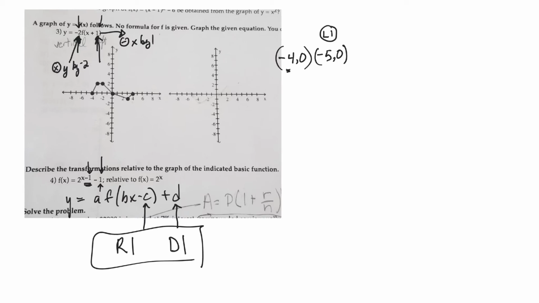Okay, and then to the same point, I'm going to multiply the y values by -2. There's the y value, so 0 times -2 is still 0. So my point remains at -5, 0. I can plot that on this one. I'll put a dot right there.